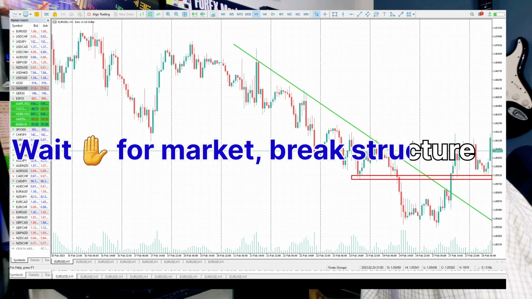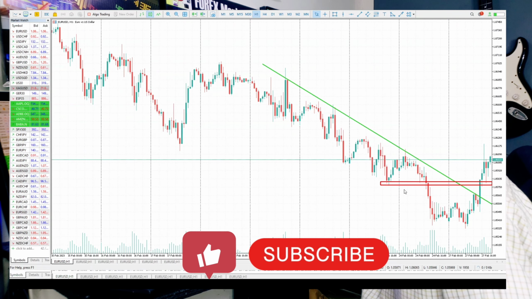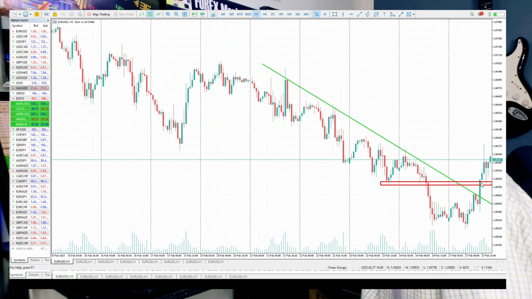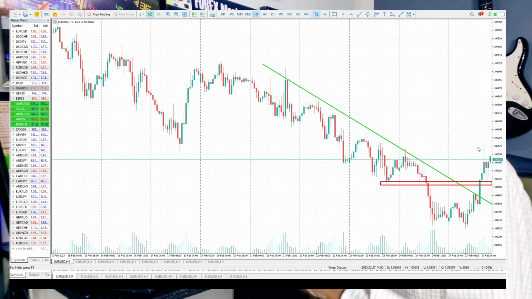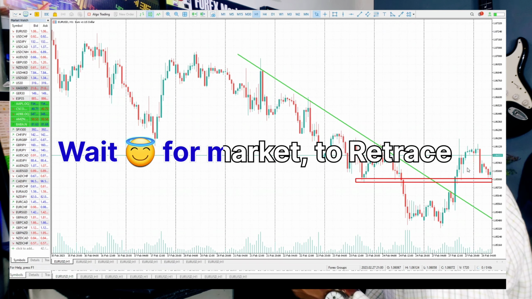So you can see that market moves in structure. So wait for the market to break the trend line structure. So when the market breaks the trend line structure, what you have to do is draw your horizontal line, or you draw your rectangular tool, and then you wait for the market to break out of the whole trend line. After the market breaks out of the trend line and breaks out of the rectangular tool, what you have to do is wait for the market to retrace back.